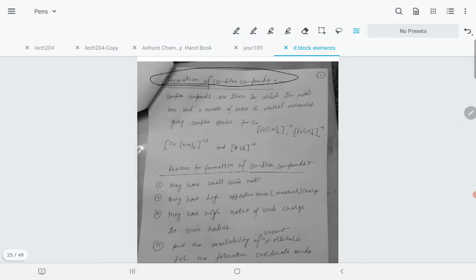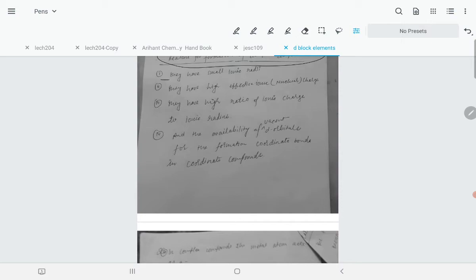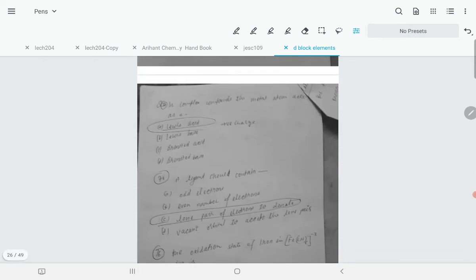Formation of complex compounds. Complex compounds are those in which the metal ion binds a number of anions or neutral molecules, giving complex ions, for example [Fe(CN)6]3- and [Fe(CN)6]4-. These are the reasons for formation of complexes: they have small ionic radii, high effective nuclear charge, a high ratio of ionic charge to ionic radius, and availability of vacant d orbitals for the formation of coordinate bonds in the coordination compound.